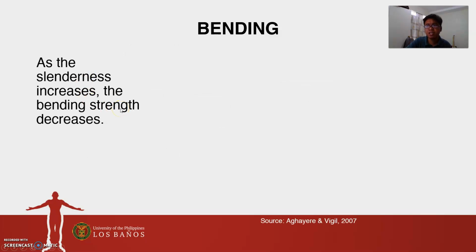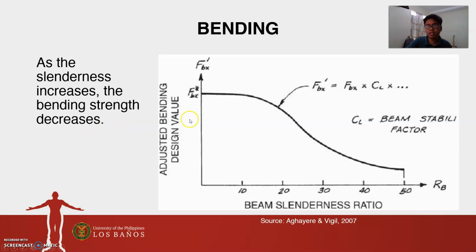As I have said, as the slenderness increases, the bending strength decreases, as we can see from this figure here. It is a graph of the adjusted bending design value FB star versus the beam slenderness ratio. And as we have said in the previous slides, the ratio should be limited to 0 to 50. If it is 0, then we have a very high FB star, or adjusted bending design value, and then it lowers up to RB equals 50. Okay? And so the higher the slenderness ratio, the lower CL is, and consequently the lower the adjusted bending design value.